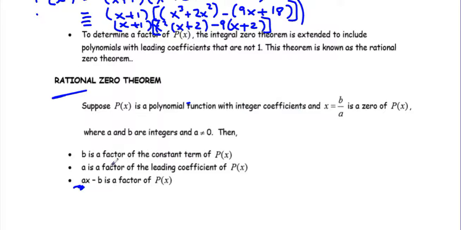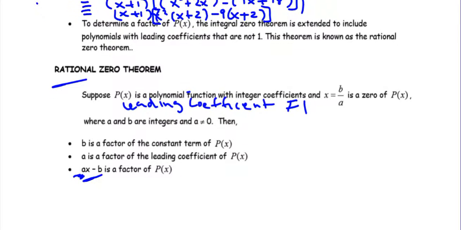It's not really saying anything about the leading coefficient here, but you need to think about that. So p of x has a leading coefficient that's not equal to 1. And if that's true, then the b is a factor of your constant term, the last term of your polynomial. And the a that you're going to come up with in your factor is going to be a factor of the leading coefficient. That's the rational zero theorem.